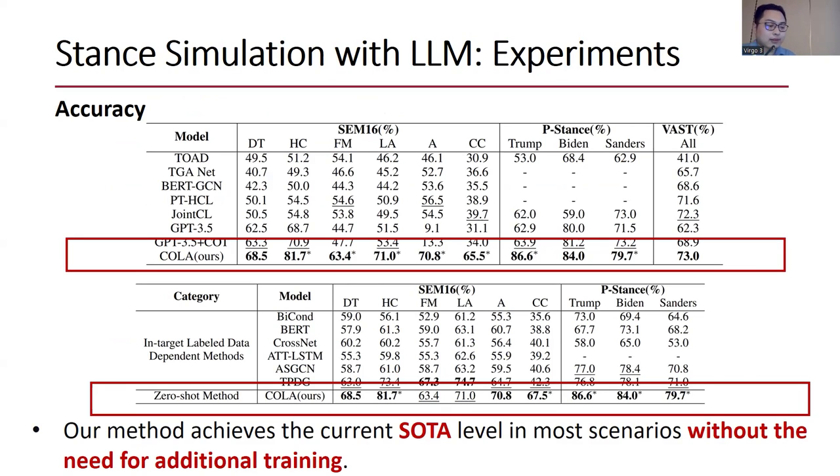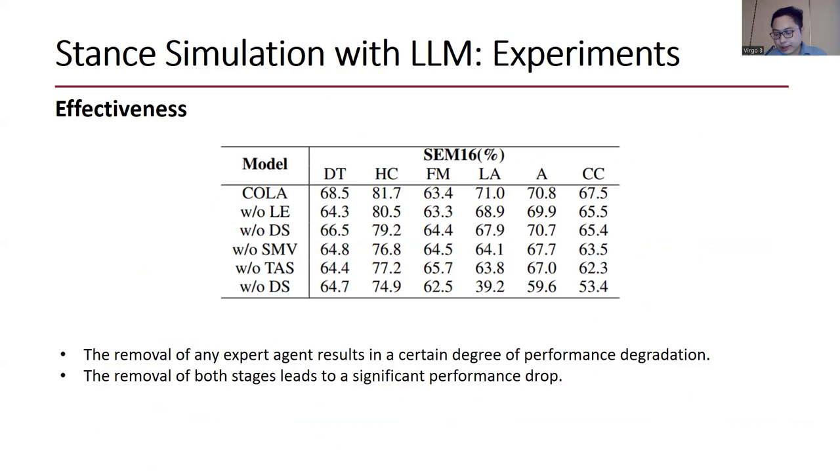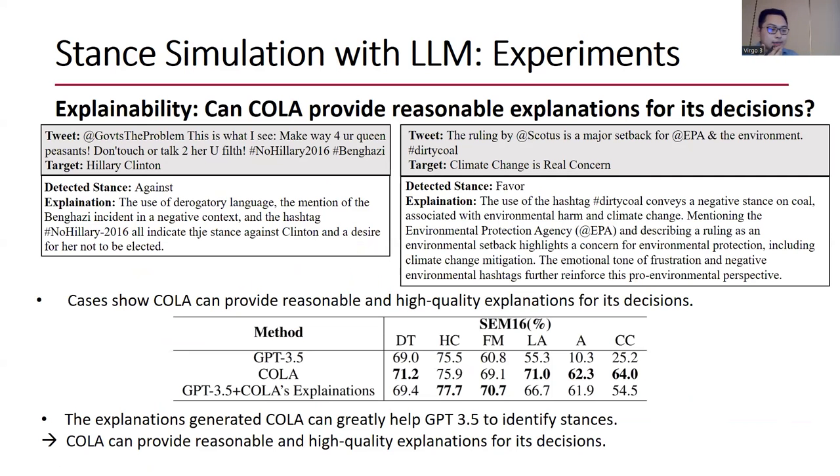We found that our methods achieved the current state-of-the-art performance in most scenarios without the need for additional training. We further verified the effectiveness of our methods. The removal of any expert agent in our mechanism results in a certain degree of performance degradation, and the removal of both stages leads to a significant performance drop. So it shows that each design in our methods is very essential, and that our methods have high expressibility.